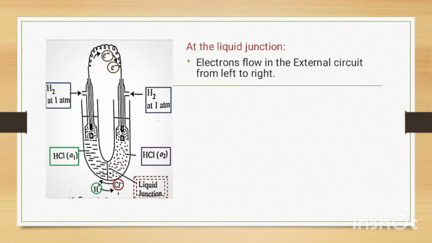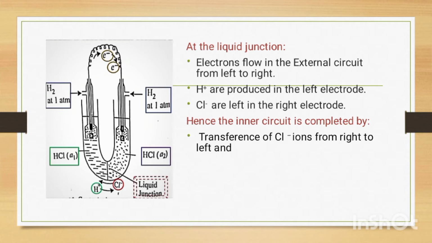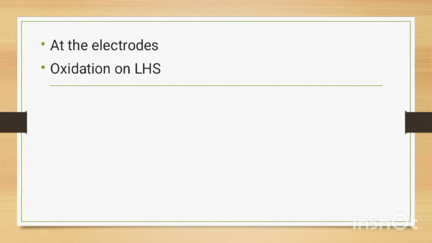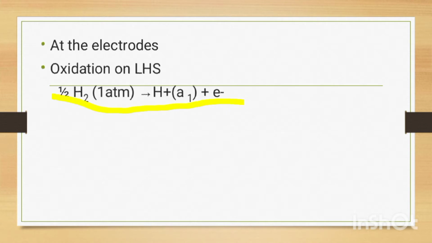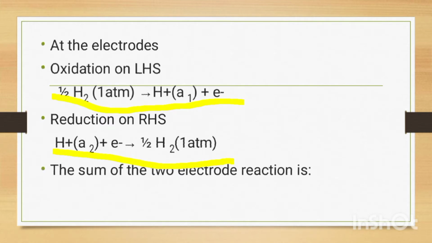At the liquid junction, electrons flow in the external circuit from left to right. H plus is produced at the left electrode, whereas Cl negative is left behind at the right electrode. Hence, the inner circuit is completed by transference of Cl negative ions from the right to the left and H plus from the left to the right across the junction. At the electrodes, oxidation takes place on the left hand side, whereas reduction takes place on the right hand side. Now, the sum of these two electrode reactions is this.